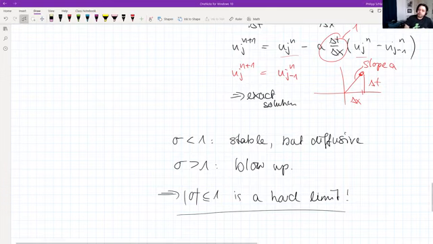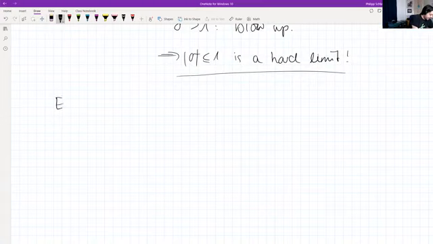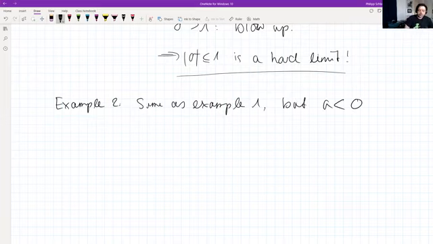Okay. Let me do a second example here, a very straightforward example that we can directly continue. Example number 2. Essentially it's the same example. We do the same as example 1, but we say that a is lower than 0. So it's the same example.